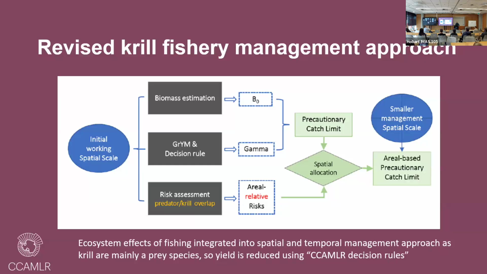So this revised krill fishery management approach, you'll see written up in our reports over the past 2 to 3 years. I think it's been around for almost 9 years now. It's got 3 components to it so far. First is that you need good survey information about the biomass in the area. So that's what the B0 is on the top.